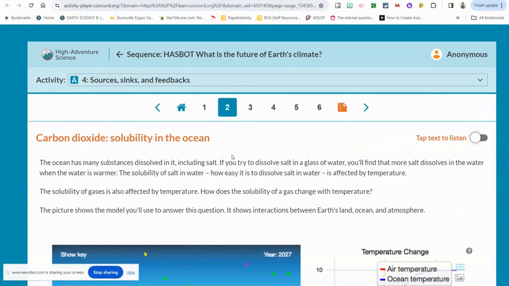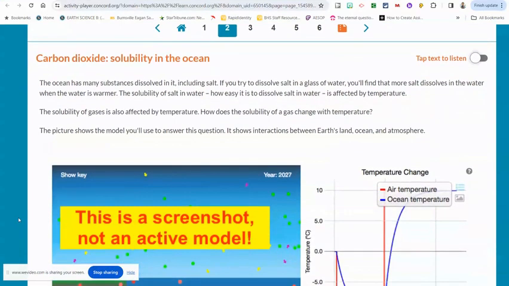The next page is solubility in the ocean. All right. The ocean has many substances dissolved in it, including salt. If you try to dissolve salt in a glass of water, you'll find that more salt dissolves in the water when the water is warmer. So solubility of salt in water, how easy it is to dissolve salt in water, is affected by temperature. Well, the solubility of gases is also affected by temperature. How does solubility of gas change with temperature?